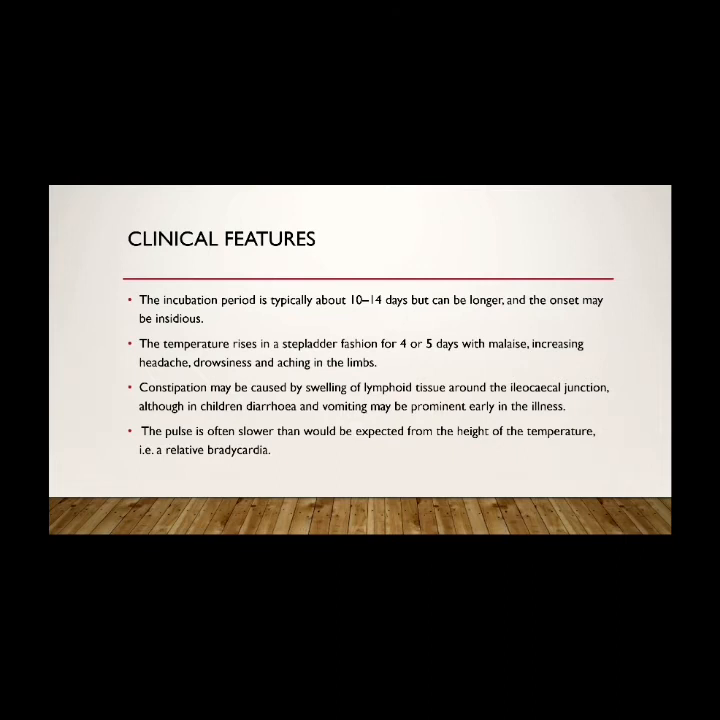Constipation may be caused by swelling of the lymphoid tissues around the ileocecal junction, although in children, diarrhea and vomiting may be the prominent features early in the illness. What about the pulse? The pulse is often slower than would be expected from the height of the temperature, that's to say, relative bradycardia. So the temperature is elevated, but the pulse is decreased, and that is what is called relative bradycardia.